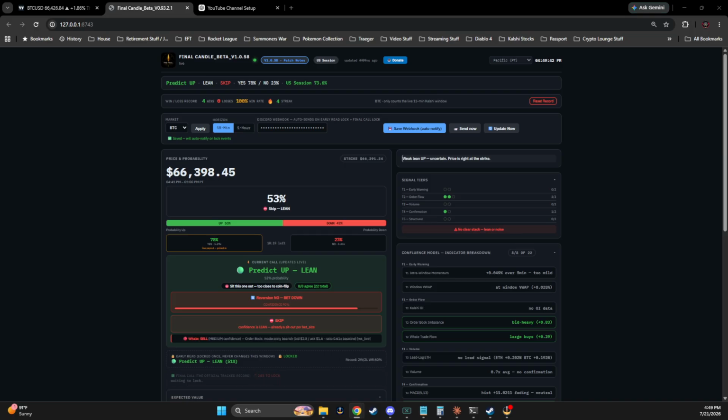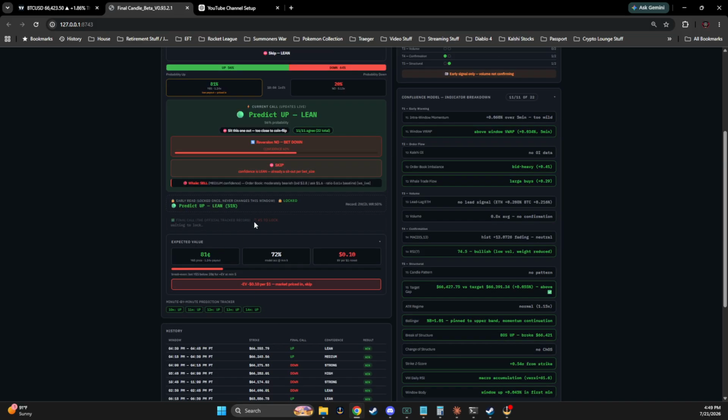On Kalshi, it did just cash me out at 75%. I bought in at 59, and it cashed me out at 75 already. It's sitting at 80 cents right now, as you can see over here as well. Still waiting for that final call to come in. It's got about 4 seconds till it locks.